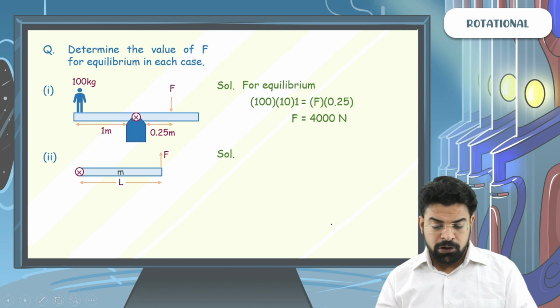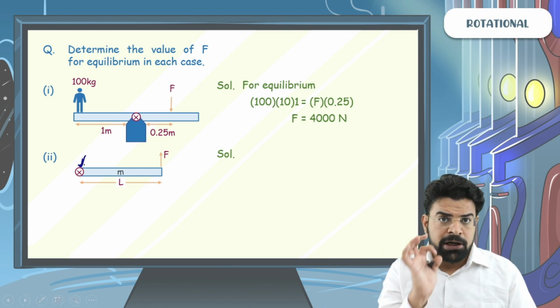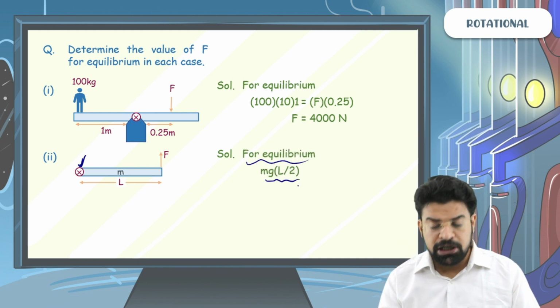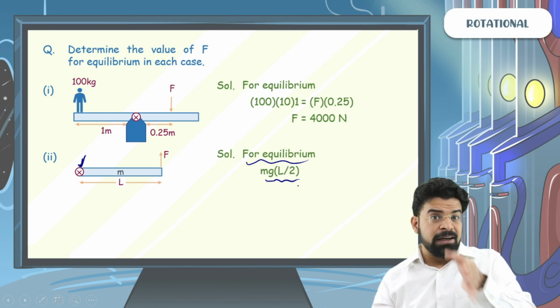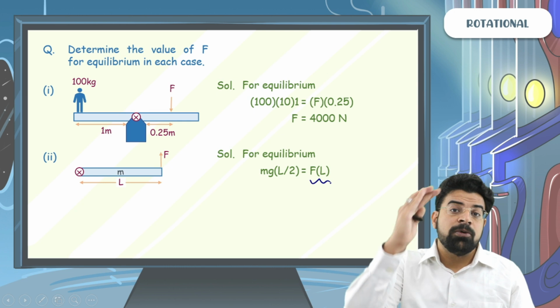So you will say, making the torque balance equation about the point of suspension, about the hinge, you will say for equilibrium mg into L by 2, the weight providing the clockwise torque, has to be equal to F into L, the external force providing the anti-clockwise torque.